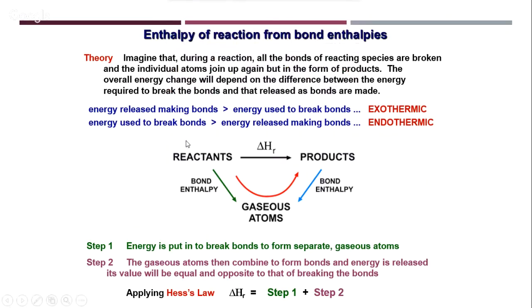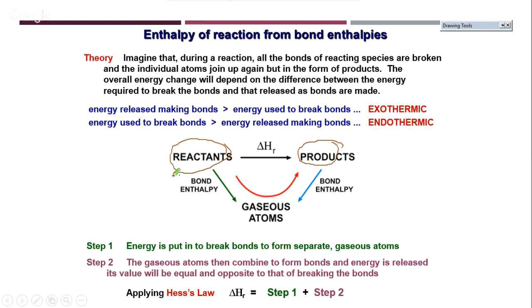Now, just to really do one example of how we can do it from bond enthalpies. Imagine that during a reaction, the bonds are being broken from individual atoms and they are forming new bonds. That is what basically happens in a chemical reaction, isn't it? So let's say these are reactants and these are products. Now the energy of the reactants was more than the energy of the products, which means that the reaction was basically exothermic.